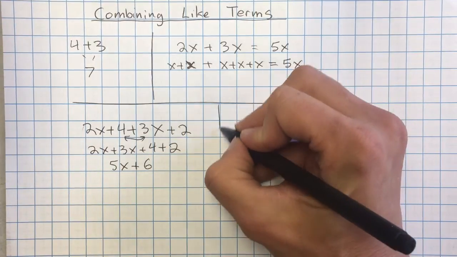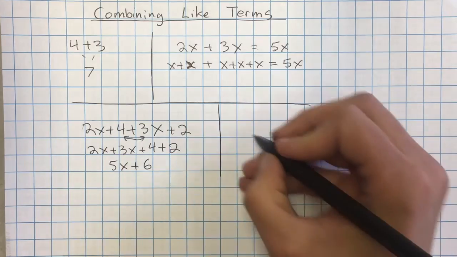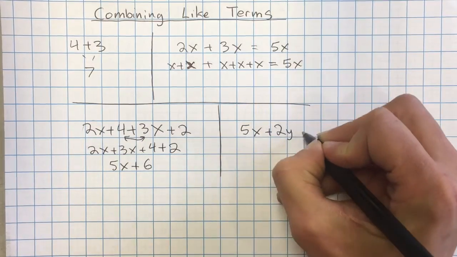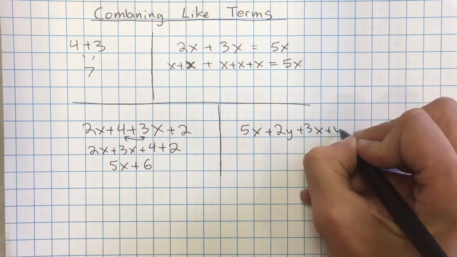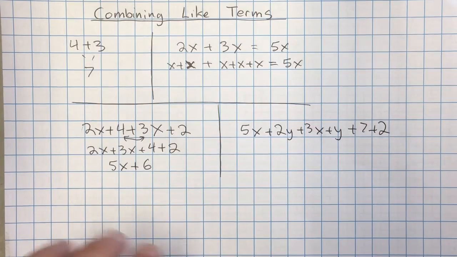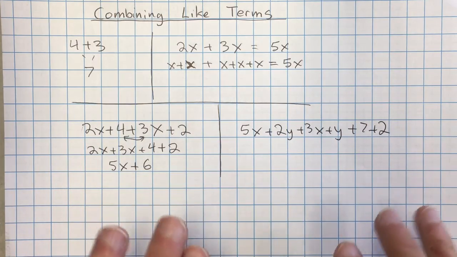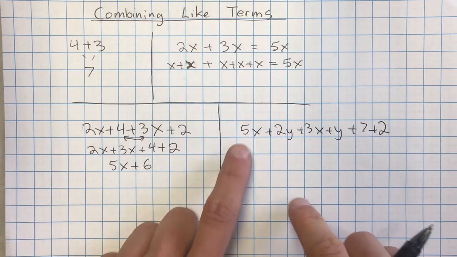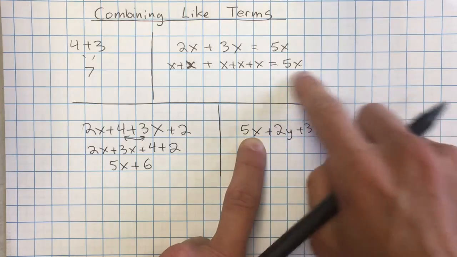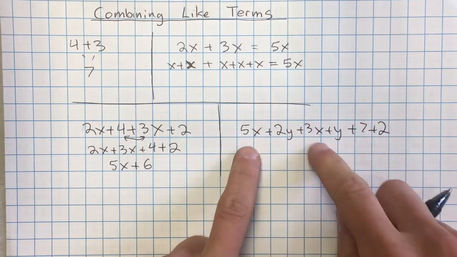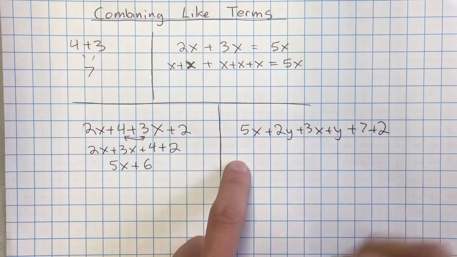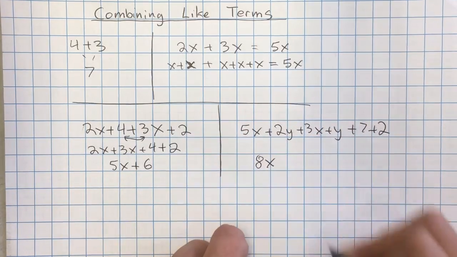Now, later on, you will be combining like terms with other types of variables. So you might have something like 5x plus 2y plus 3x plus y plus 7 plus 2, something big and long like that. You're going to follow the same simple process where you look for what's similar. I have 5 x's and I have 3 x's. If I was to list them all out, I could write x and count how many in total, or I could just add those two quantities together. 5 x's plus 3 x's means we've got 8 x's in total.